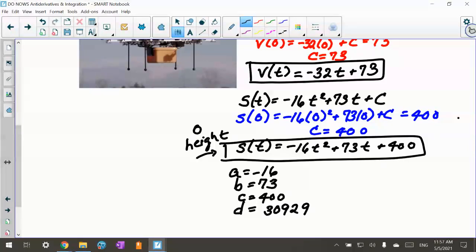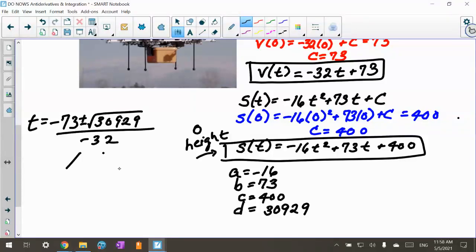30,929. So now I want to know what time, so t equals negative b plus or minus the square root of 30,929 all over 2a. And then I'm going to do the plus and the minus. One of them is negative 3.21, and I'm going to reject this one because negative time is not helping us at all. It doesn't mean anything to this problem. The other one I get is 7.78 seconds. So this is how long it takes that package to hit the ground.